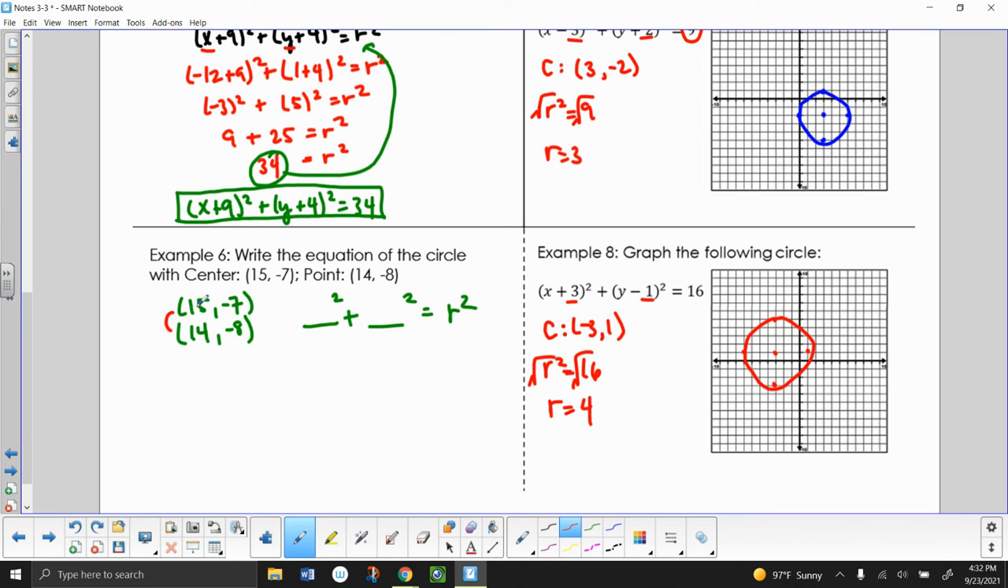So the distance between 15 and 14 is just 1. The distance between -7 and -8 is also just 1. So plugging that in here, 1 squared plus 1 squared, we end up with 1 plus 1 is equal to r squared. And just like before, it basically takes us to this step here. 1 plus 1 is 2. So now we have our equation of our circle. Using the center, it's x minus 15 squared plus y plus 7 squared is equal to r squared, which we just found out is 2.